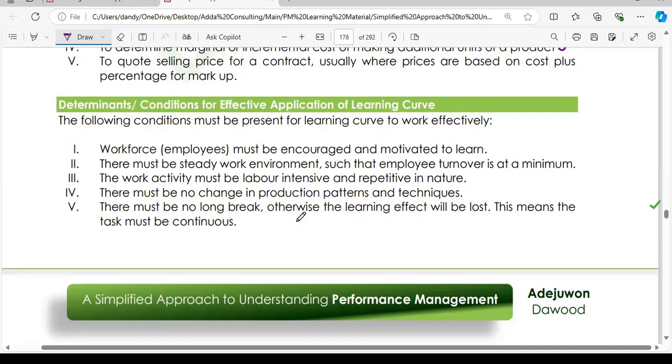Okay? What this is simply saying is that the task must be continuous. The task must be continuous. You can't have a break.